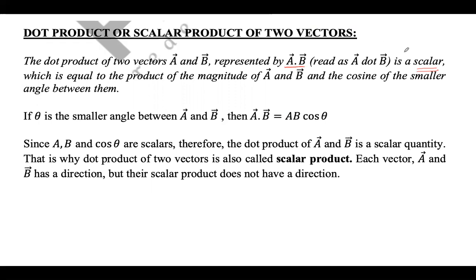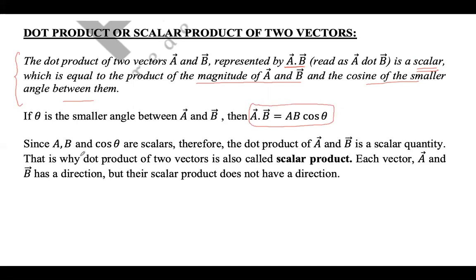The names scalar and vector product come from the resultant quantity. When you find the scalar product of two vectors, the quantity which you get is a scalar quantity, and if you find the vector product of two vectors, then the quantity which you get is a vector quantity. So the dot product of two vectors A and B represented by A dot B is a scalar which is equal to the product of the magnitudes of A and B and the cosine of the smaller angle between them. So if I write A dot B, it will be AB cos theta.